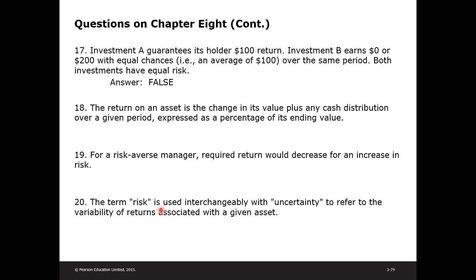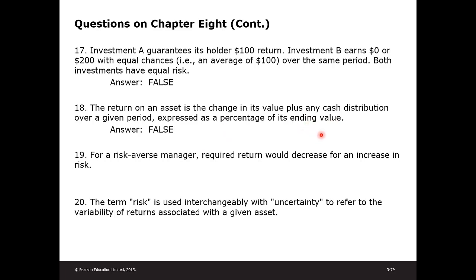So next question, the return on an asset is the change in its value plus any cash distribution over a given period expressed as a percentage of its ending value. No, that's not true, because it is expressed as a percentage of its beginning value, not the ending value, as we can see from the equation shown before.